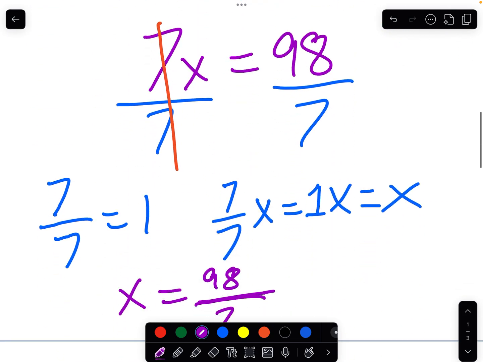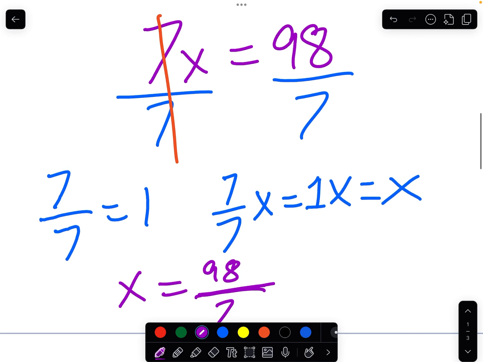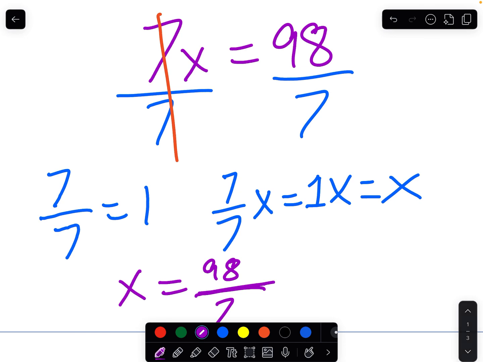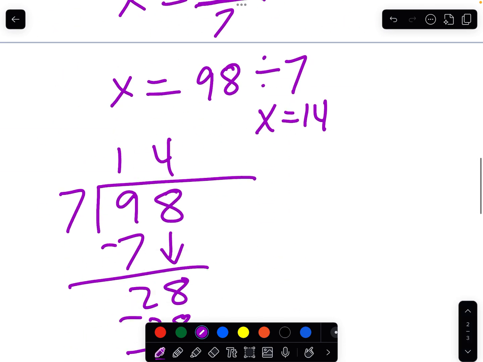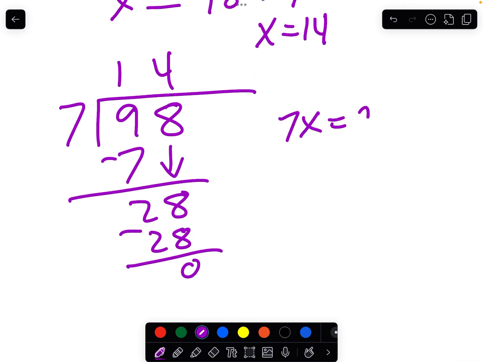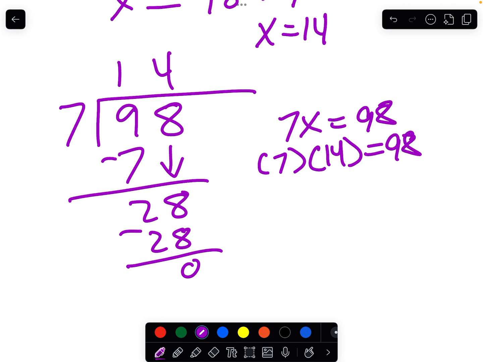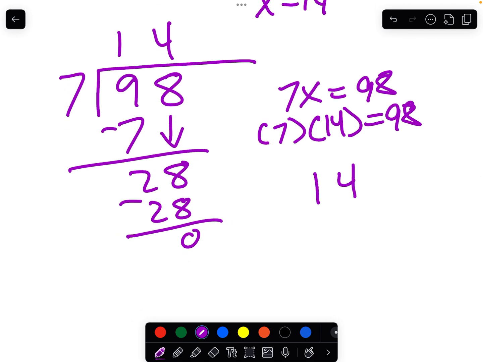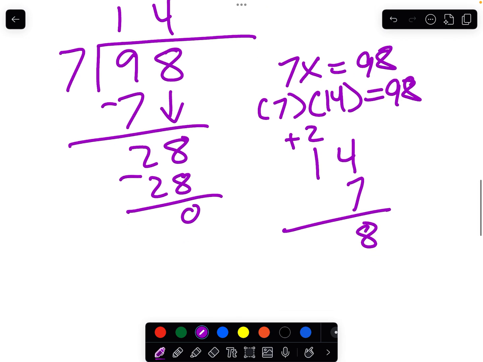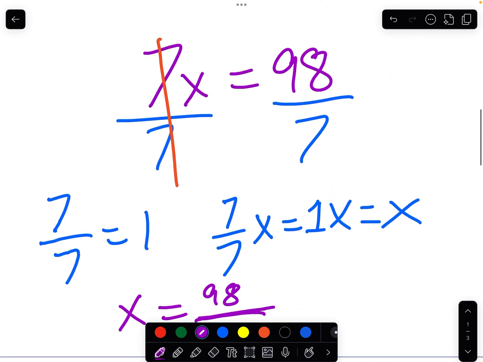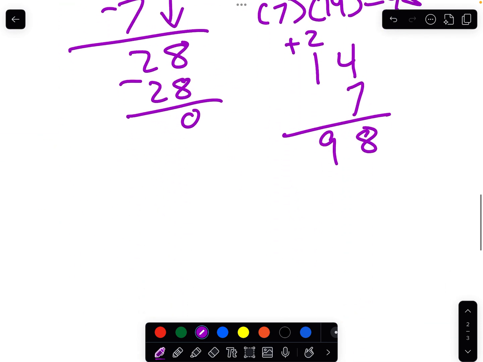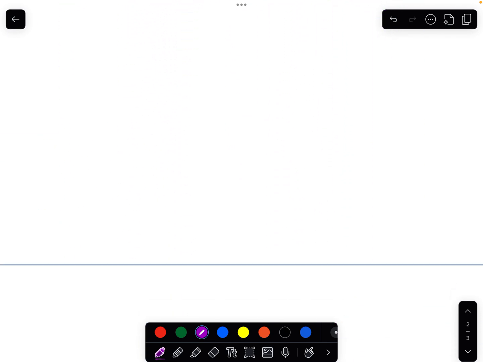And I always encourage my students to double check the problem to make sure they didn't make any mistakes. So our original equation is 7x equals 98. If x is 14, it would mean that 7 times 14 equals 98. And so let's make sure we didn't make any mistakes. 7 times 4 is 28. 7 times 1 is 7 plus 2 is 9. It checks. So that is one example of a one-step equation involving multiplication.